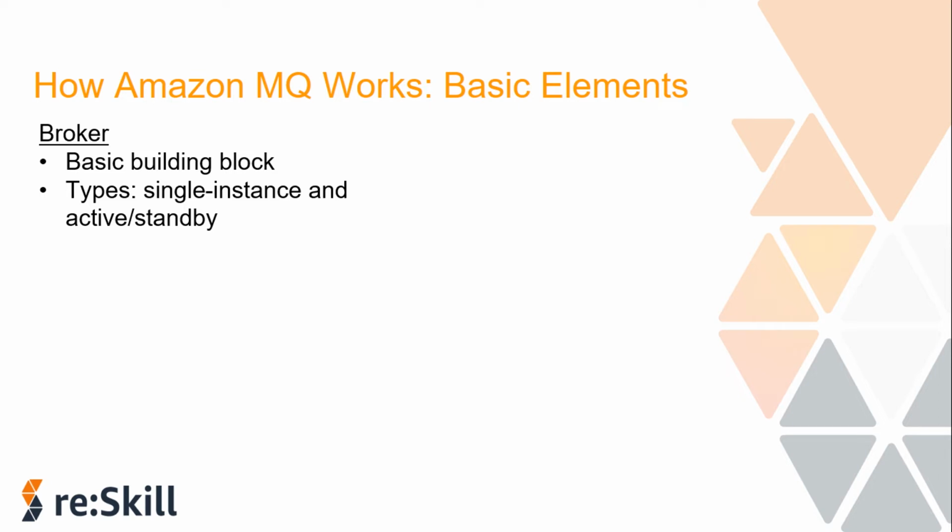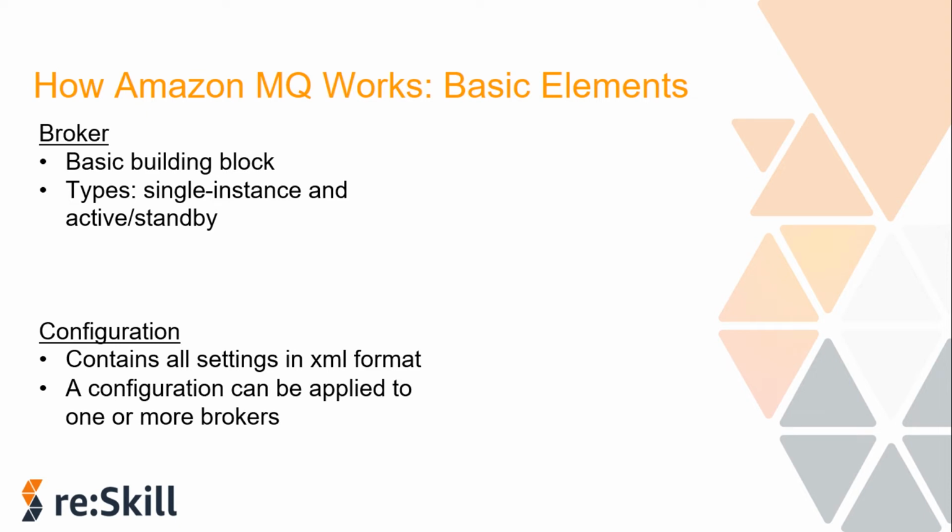Next we have configuration. A configuration contains all the settings for your ActiveMQ broker, basically in XML format, and you can create a configuration before creating any brokers. You can then apply the configuration to one or more brokers, and to keep track of the changes you make to your configuration, you can create configuration revisions also.